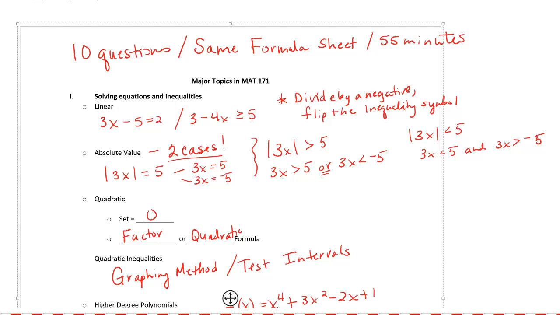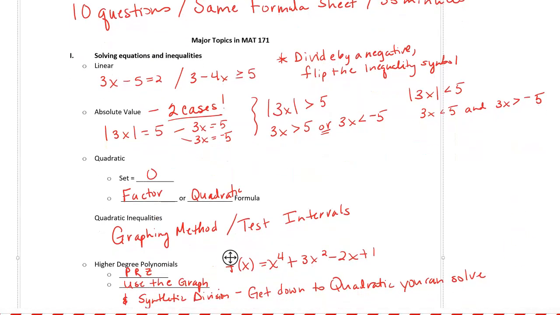So I'm just going to walk you through this outline. The final exam is 10 questions long. You'll get the same formula sheet that you've used all semester, and you'll have 55 minutes to complete the exam. So just going over some major topics that we covered this semester. And yes, we have learned a lot.